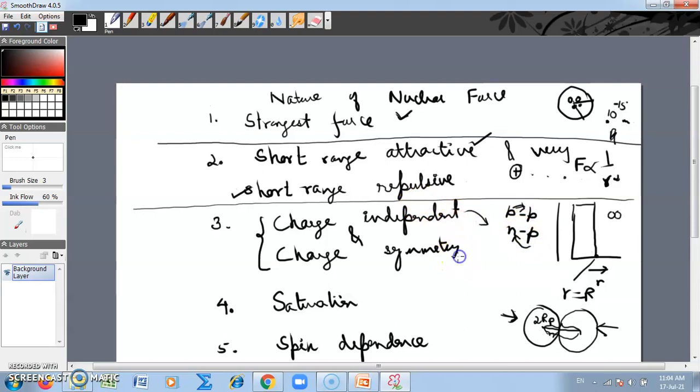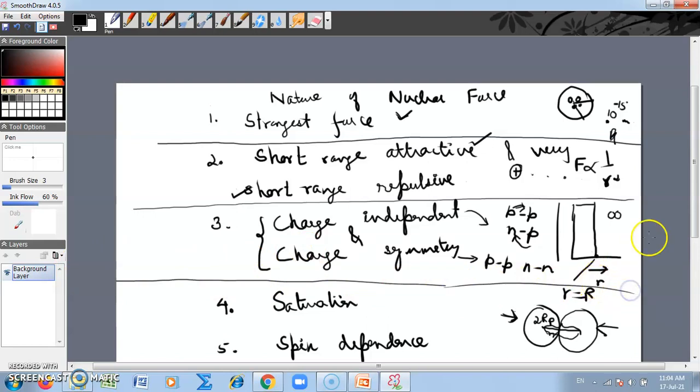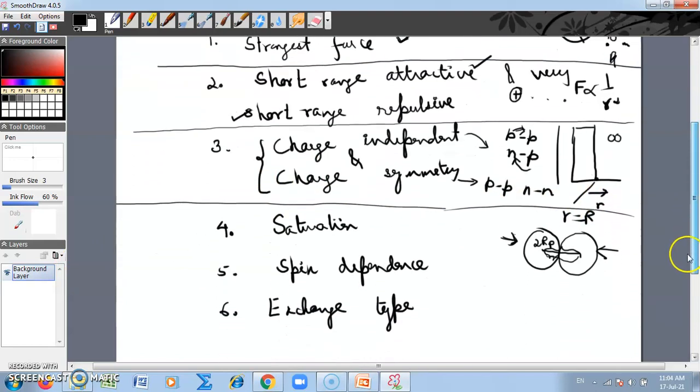Now what about charge symmetry? Charge symmetry means the force between a proton and a proton, and a neutron and a neutron, is the same. That means proton-proton, neutron-proton, neutron-neutron, all are the same. So some divide this point into 2 points, which I would not agree with that much, because charge independence should be able to explain all these things. Now coming to saturation.